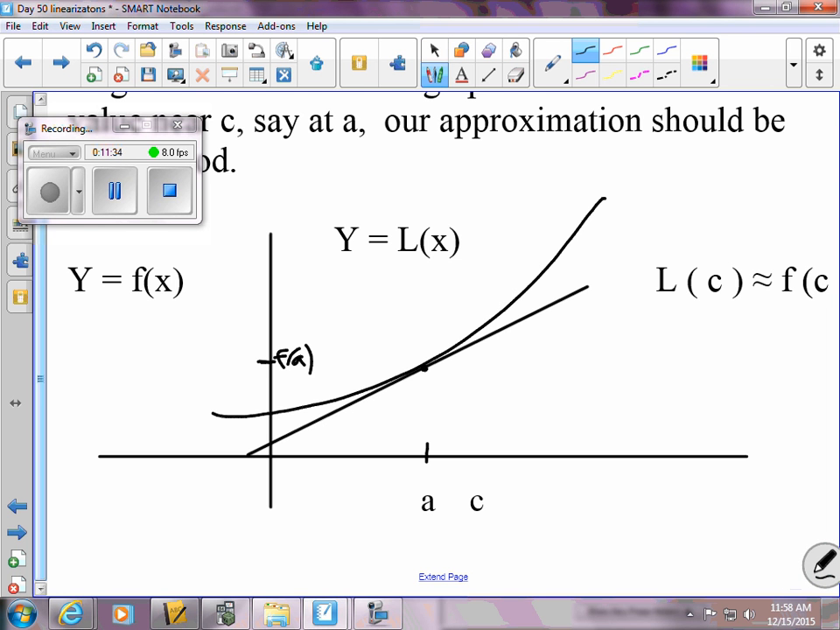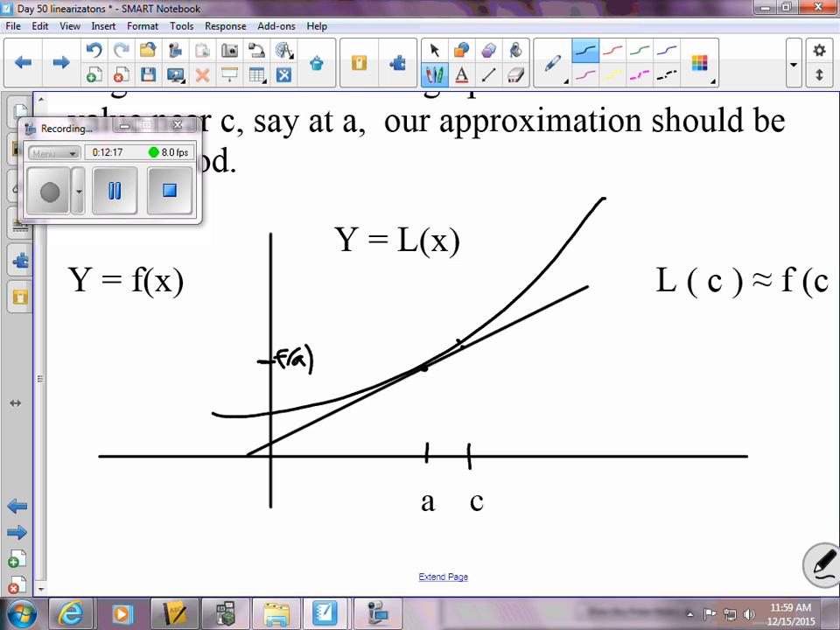And I put C nearby. So C is like a nearby x value. So y equals f of x is the actual curve. y equals L of x is our tangent line. And I wrote over there that L of C, that's y on the tangent line when x is C, is approximately equal to f of C. That's y on the actual curve when x is C.